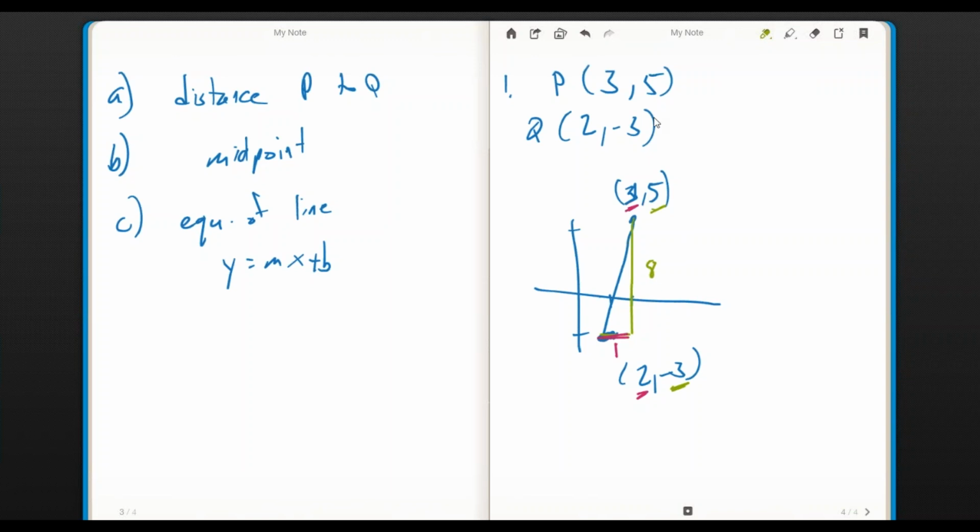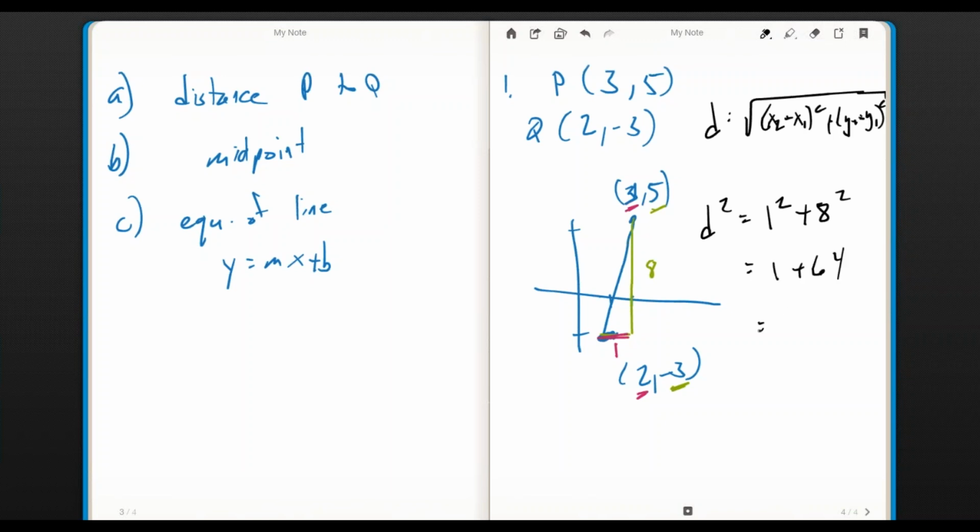So the distance formula, if you actually used the official distance formula, it says it's the square root of x2 minus x1 squared plus y2 minus y1 squared, and take the square root of all of that. I like to think of the distance using the Pythagorean theorem. I know that the distance squared is equal to 1 squared plus 8 squared, and of course 1 plus 64 is 65, and if d squared, the distance I'm looking for, is 65, then d is just the square root of 65.